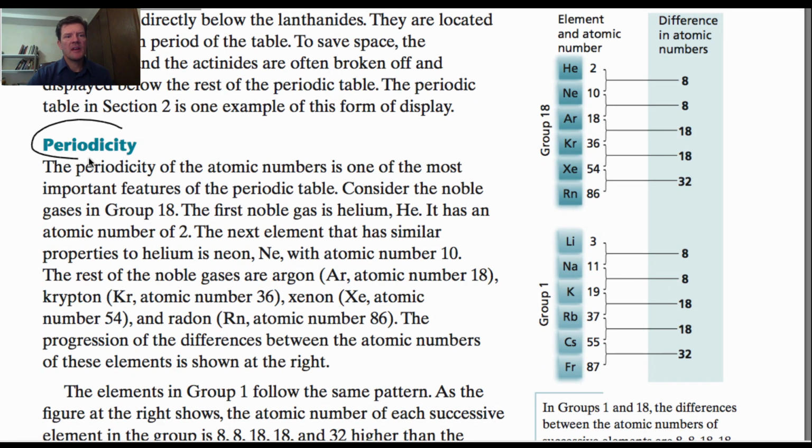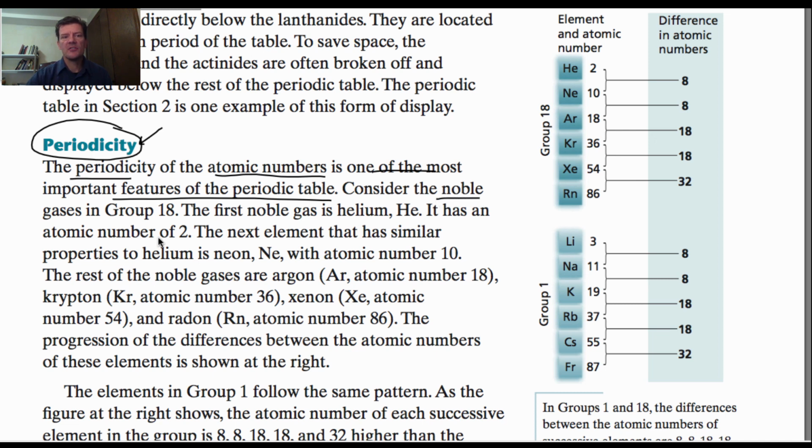Since it is called the periodic table, it does have a repeating pattern, as we mentioned. That's called periodicity. The periodicity of the atomic numbers is one of the most important features of the periodic table. So you're going to see a pattern not just in the physical and chemical properties, but also in the atomic number, how many protons, and also that means how many electrons in a neutral atom of that particular element.